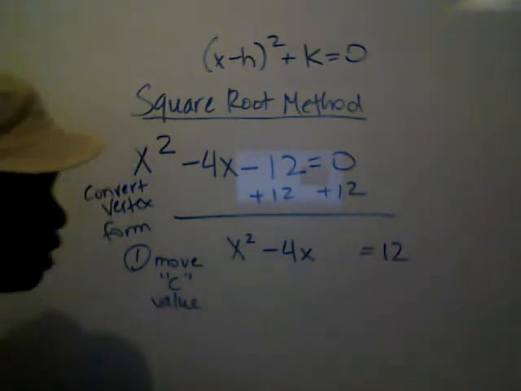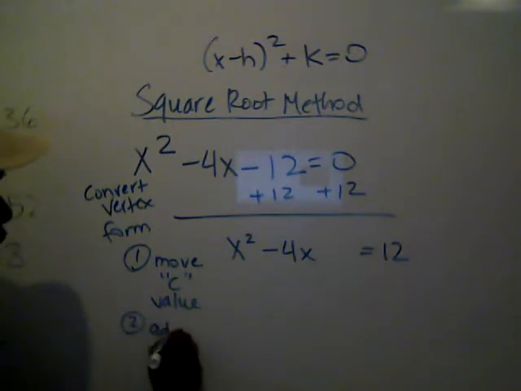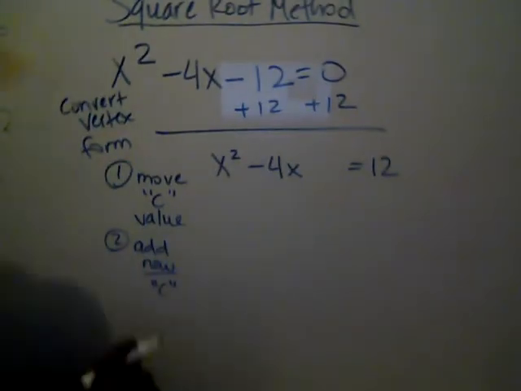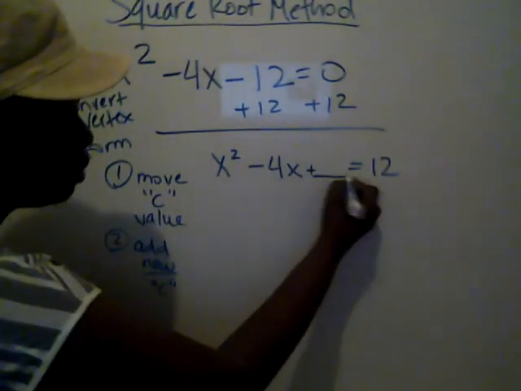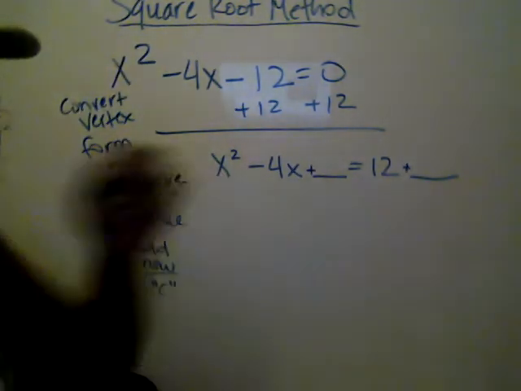Equals 12. Okay. And then the second thing, once we move the c value, is we want to add in a new c value. So I'm going to put in a blank here. This is where our new c value will go. Whatever we do on this side, we have to also do on the other side.